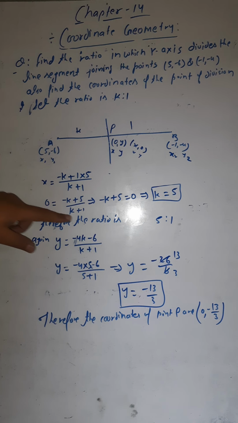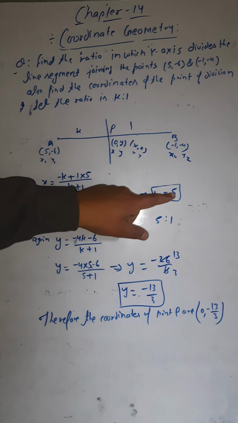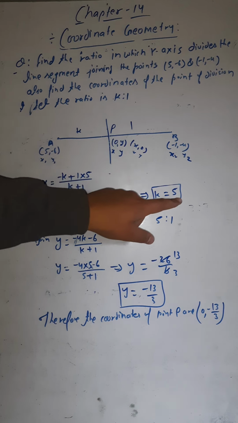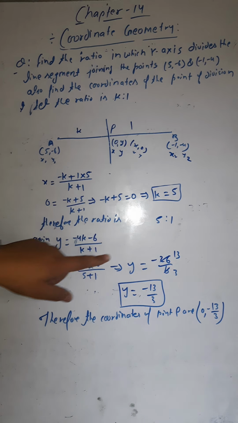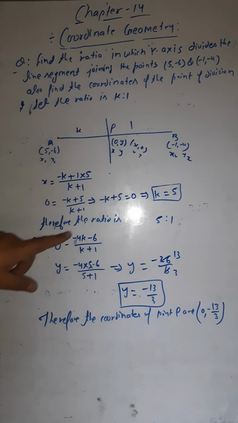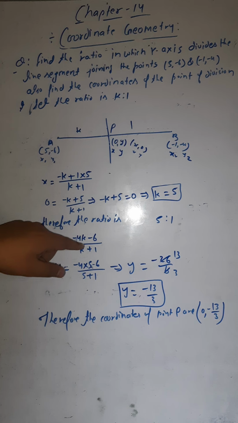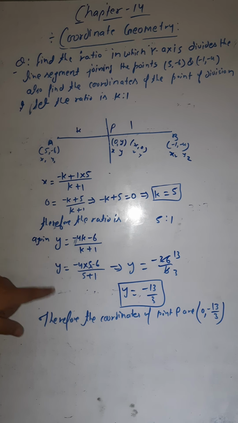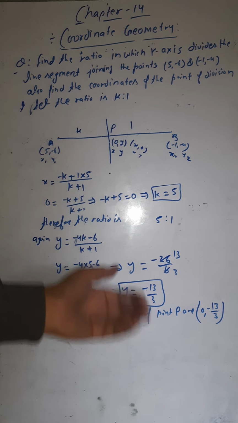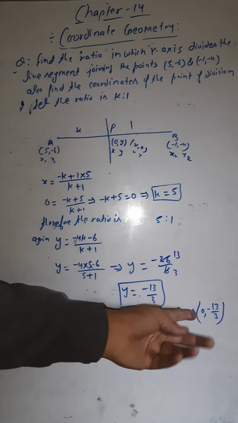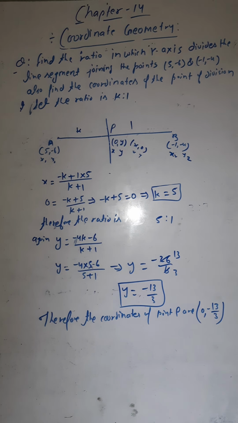Value of y is 0. Cross multiply, you would have got the value of k at that time. Then after getting the value of k, use the section formula for x now. So x would be equal to (m1 x2 plus m2 x1) divided by (m1 plus m2). Put the value of k there, then you would have got the value of x. Then you would have got the answer for the x-axis also, at (x, 0).